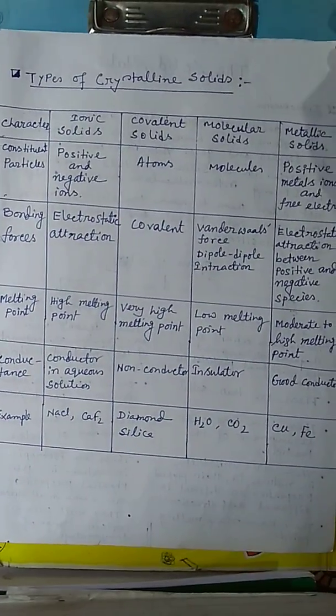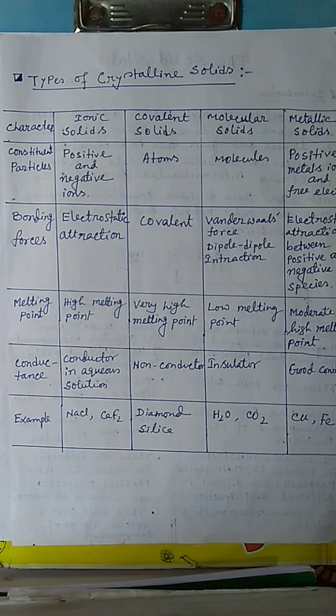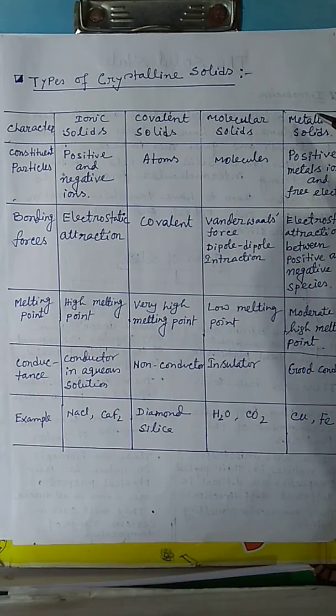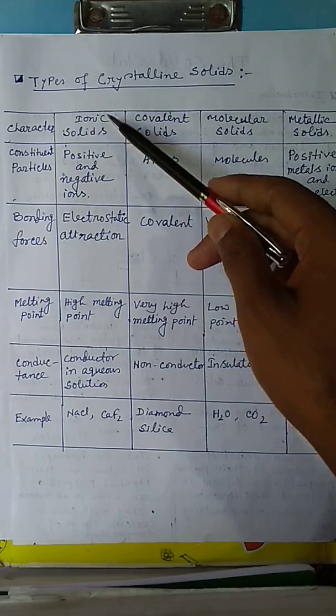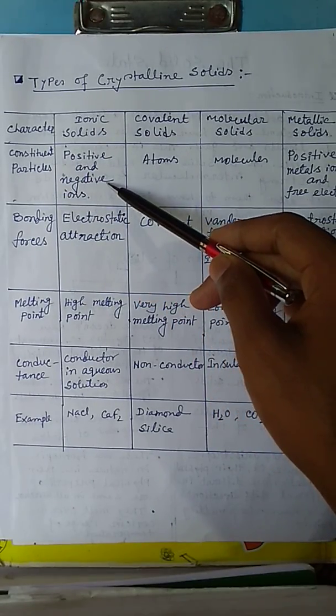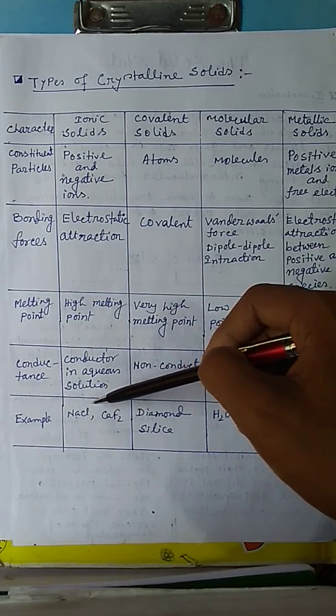Now, types of crystalline solids. Depending upon the nature of constituent particles and bonding nature, there are mainly four types of crystalline solids: first, ionic solids, covalent solids, molecular solids and metallic solids. In ionic solids, constituent particles are positive and negative ions. For example, in NaCl, the constituent particles are Na+ and Cl-.